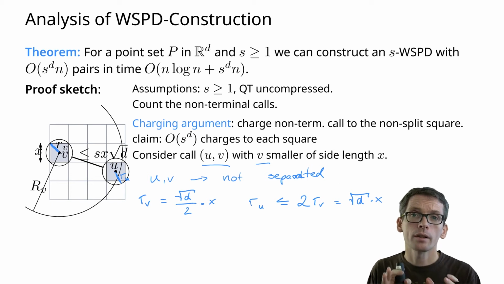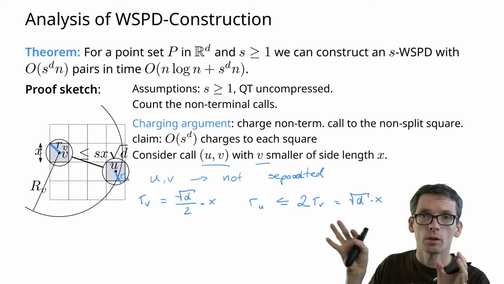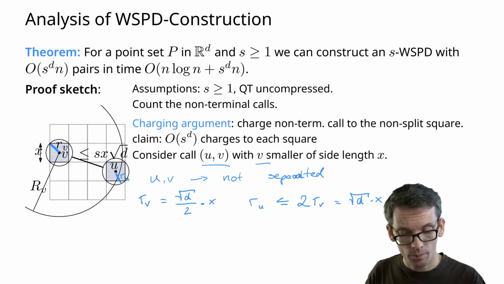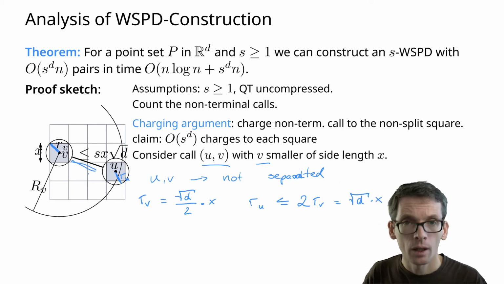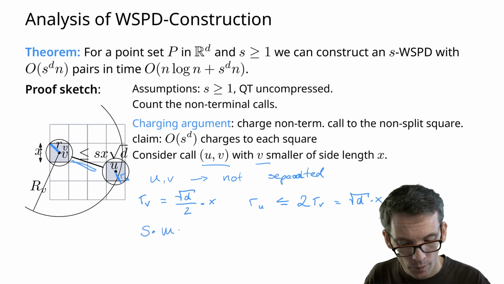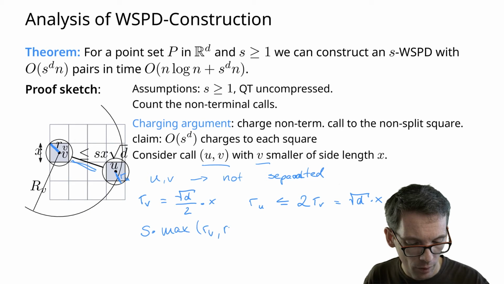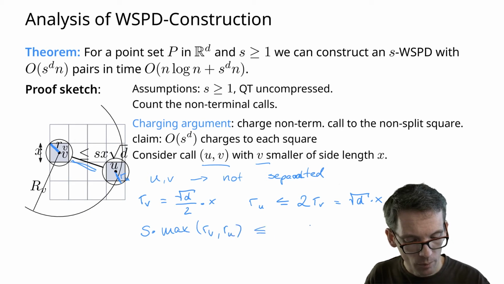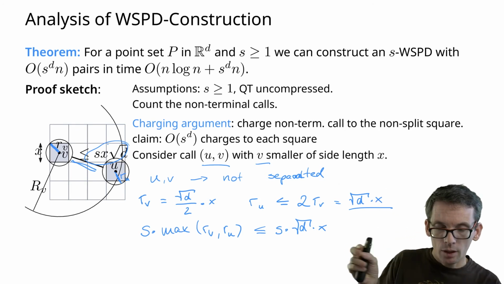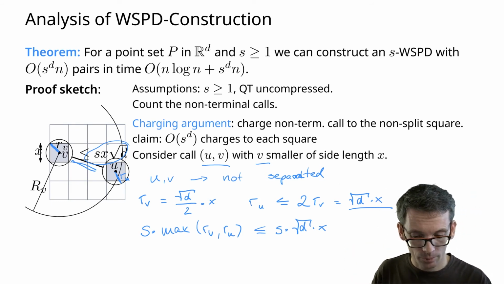So we know that U and V, or the point sets of U and V, are not well separated, meaning that the distance between them, so this distance here, is at most S times the larger radius, which is bounded by S times square root of D times X. So that's what I also have in this drawing here already. The distance between the disks is at most S times square root of D times X.